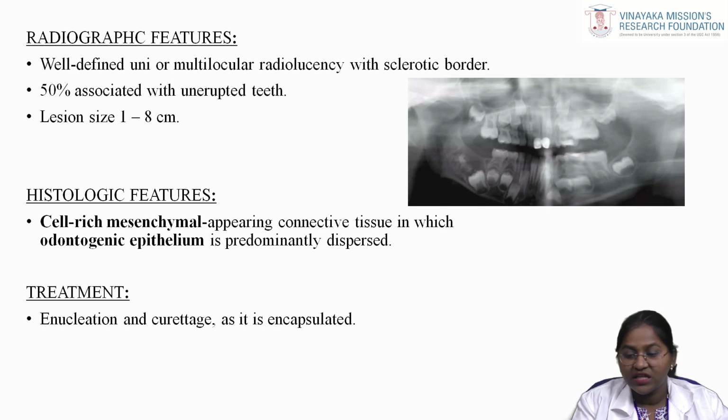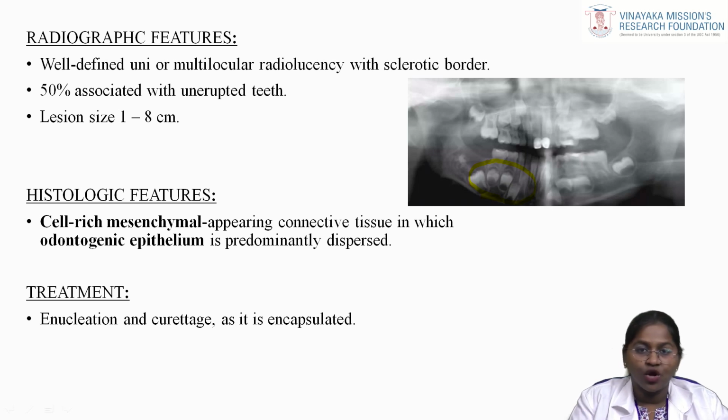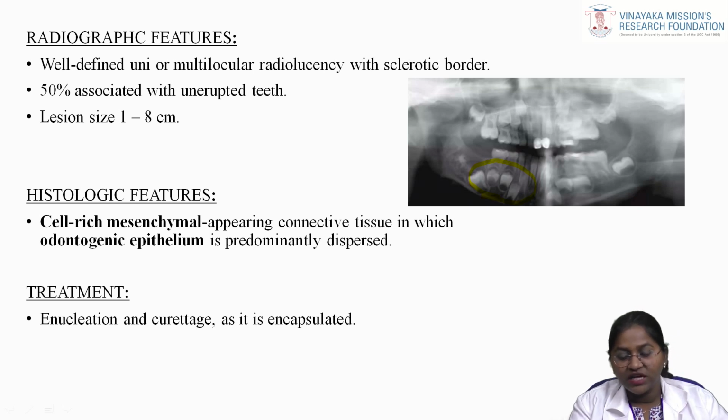Here you can see multiple unerupted teeth, and the lesion is associated mostly with the unerupted teeth. Lesions are 1 to 8 centimeters. Histology: cell-rich mesenchymal tissue in which the odontogenic epithelium is predominantly dispersed. That is, more of the mesenchymal tissue is there, and then the epithelial tissue is also seen. Next, treatment: enucleation and curettage is done as it is encapsulated, that is, the tooth is unerupted and over that there is a capsule-like form, so enucleation is done.